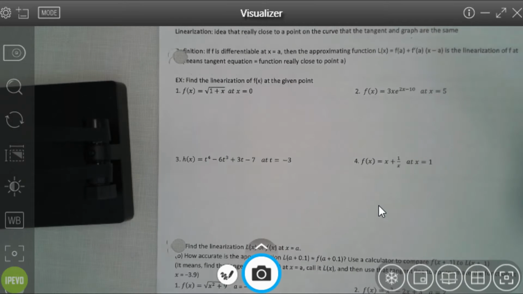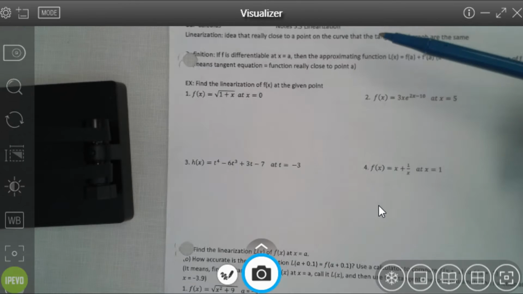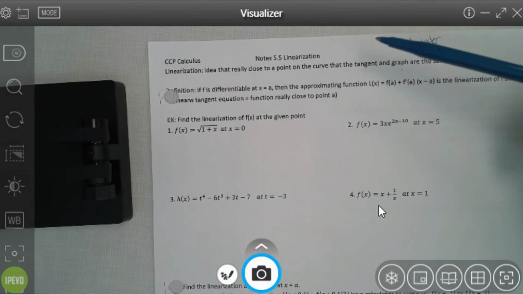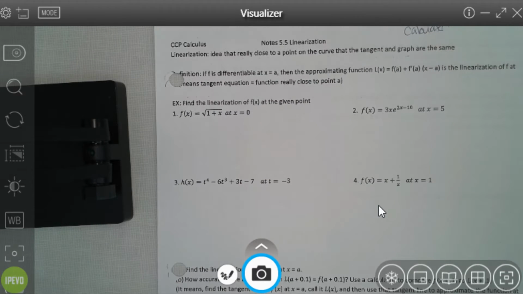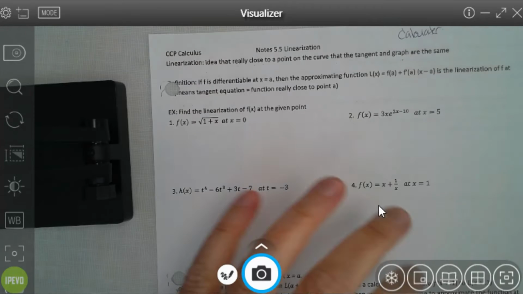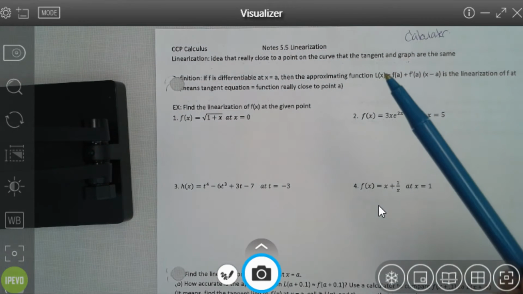All right, so the next lesson we're going to talk about is linearization. Linearization is just saying that we can use the tangent line at a point really, really close, and it should give us a pretty darn good estimation of it. So all we're doing really is using the tangent line.